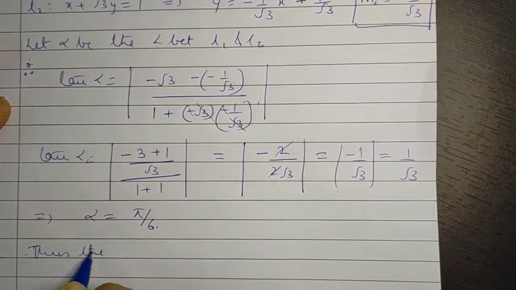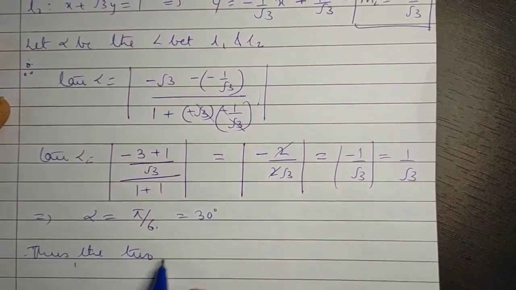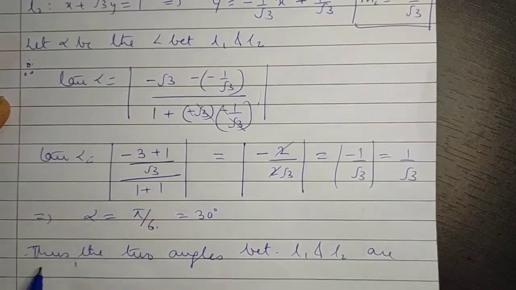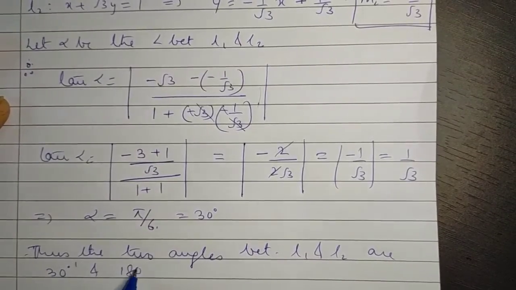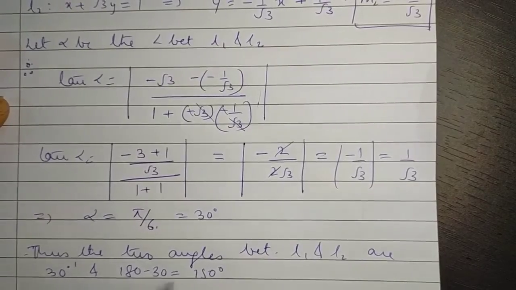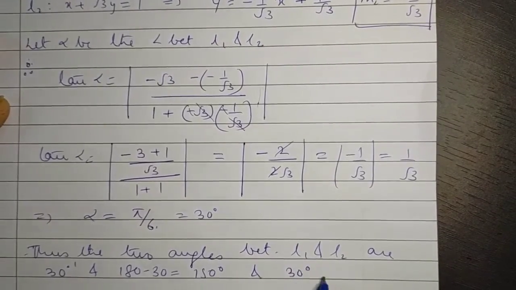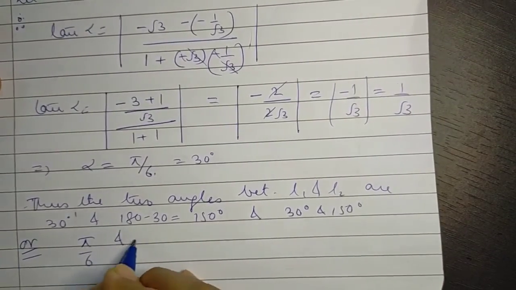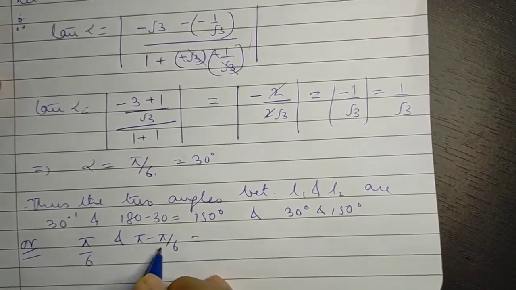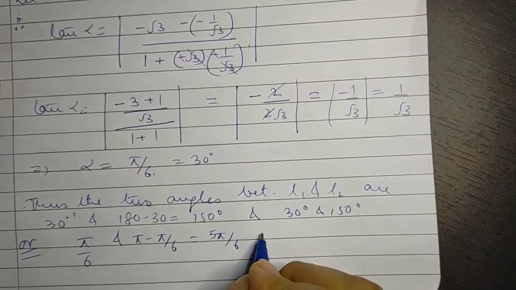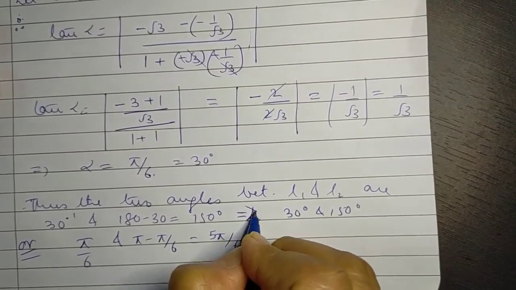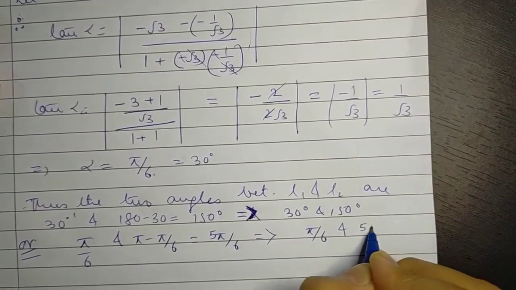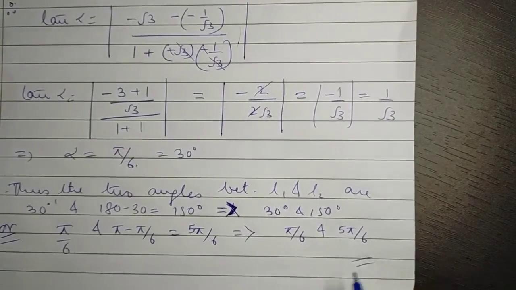Thus the two angles between L1 and L2 are 30 degrees and 180 minus 30, which is 150 degrees. So we write it as 30 degrees and 150 degrees, or we could write it as pi by 6 and pi minus pi by 6, which is equal to 5 pi by 6, and this gives us pi by 6 and 5 pi by 6, and this is the answer.